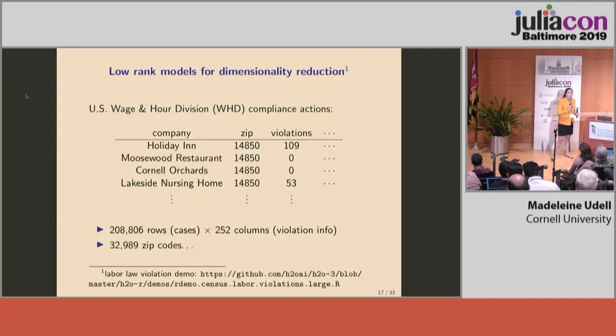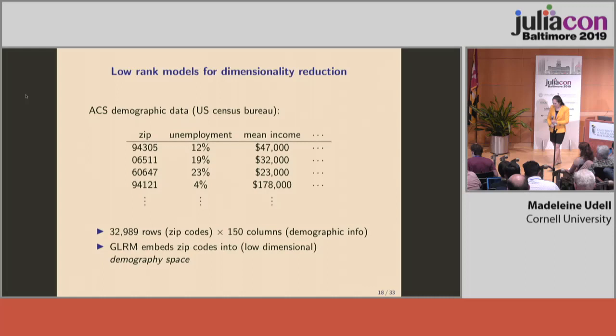Low rank models to the rescue. But first, find another data set that has your high-dimensional categorical variable as the primary key. Okay, so here we went and pulled up some data from the census, and the census will tell you lots of things about every zip code: the unemployment rate, the mean income, the quality of the schools, the crime rate, and all this encodes a lot about the culture of that zip code. But this is a lot of information. It's not clear if we need to add this much information to our model.